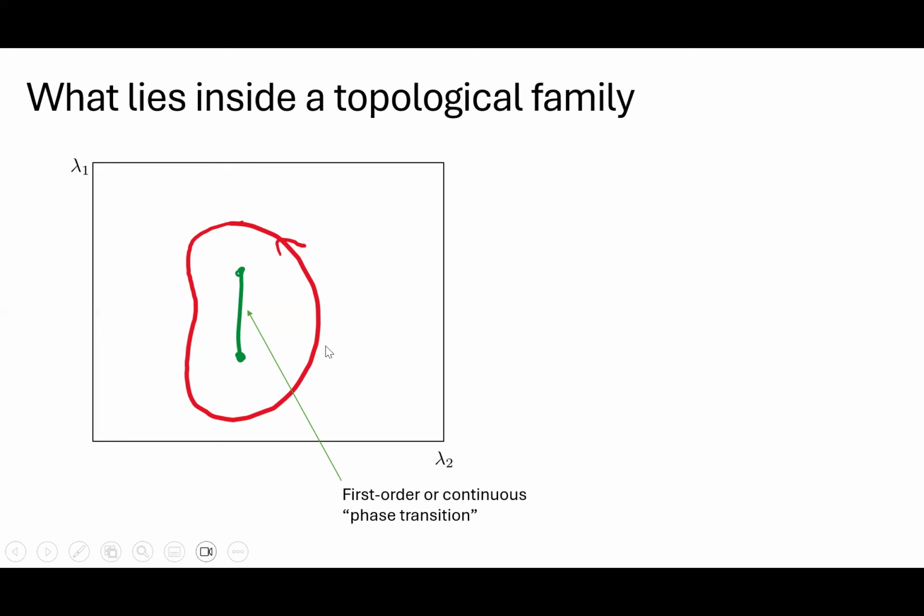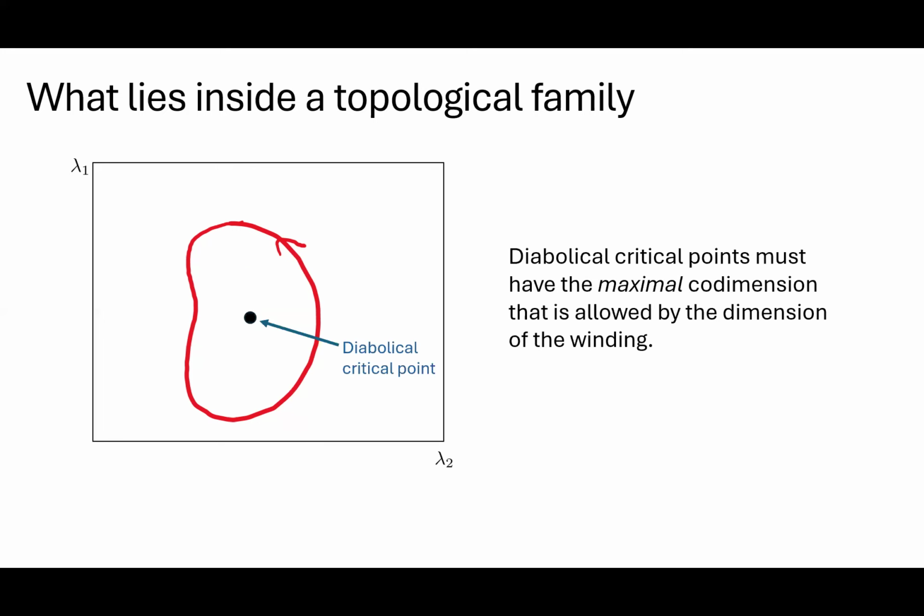So we reserve the term diabolical critical point for the case where it actually has the maximal codimension that's compatible with winding. So if you have a topological family over the circle, the maximal codimension is 2. If you had a topological family over the 2-sphere, the maximal codimension would be 3, etc. So that's what we actually call a diabolical critical point.